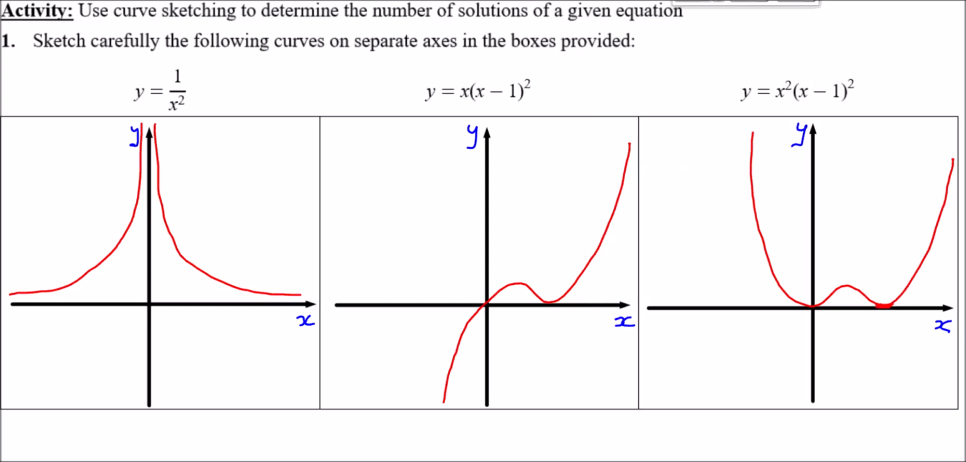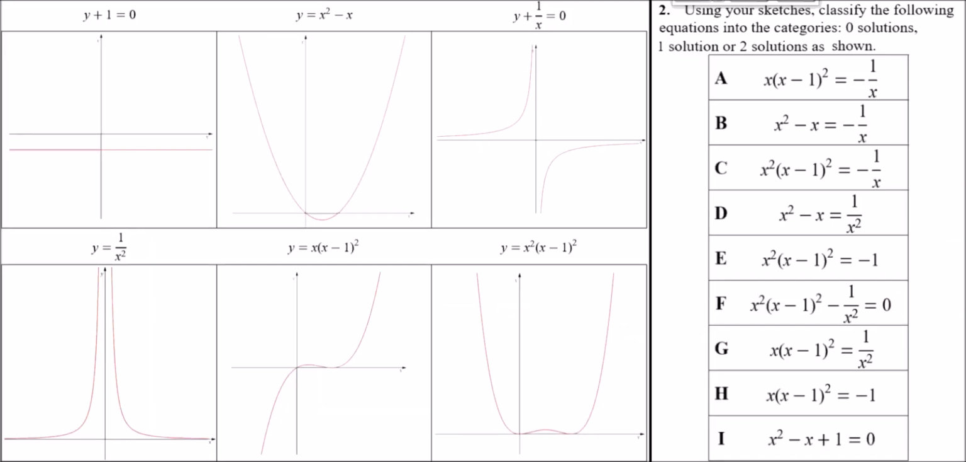So now what we need to do with these sketches is the following. We use the sketches to classify the following equations into the categories of either having zero solutions, one solution, or two solutions as shown. So you've got A, B, C, D, E, F, G, H, and I. So the tip here is we're going to use these sketches. I've cheated here. These are generated online using desmos.com, which I can't praise highly enough. Desmos, my hat goes off to you. Don't have hats, just the one top hat.